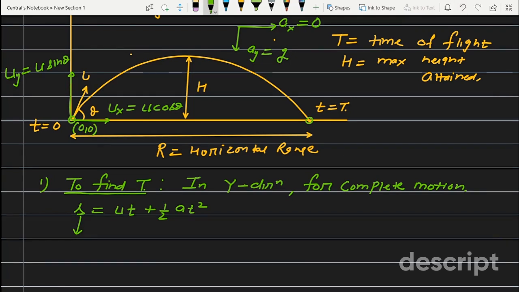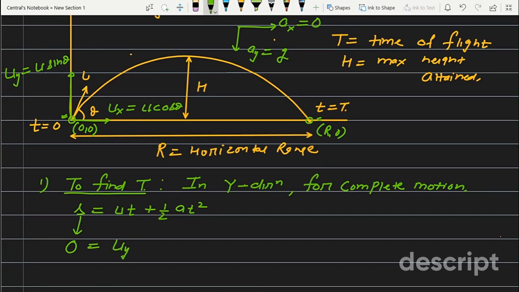The coordinates of this point are 0, 0, so the coordinates of this point are R, 0. From initial to final, during the entire journey the y displacement is 0, because in the y axis the particle was on the ground in the beginning and is on the ground now. However, there is a displacement in the x axis, but in the y axis there is no displacement. So displacement in the y axis is 0.